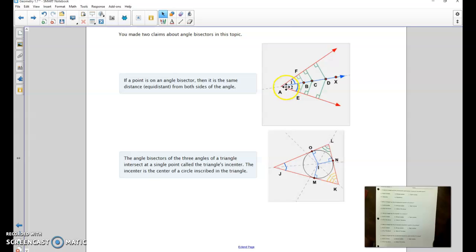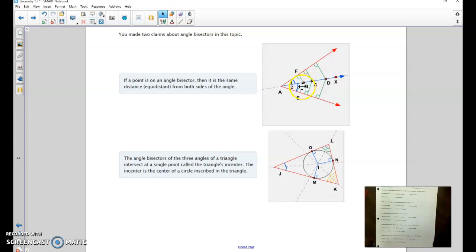Now, we focused on angle bisectors for 2 different lessons, and we made 2 claims about angle bisectors. One is, don't forget, this is the angle bisector, ray AX, and we can tell that by these arcs in the parts that it created, showing that those parts are congruent. Remember, we put points on the angle bisector, and we made those perpendicular distances to each one of the sides, and found that those distances were congruent. So every point on an angle bisector was the same distance, and we have a word for that, equidistant, from both sides of the angle.